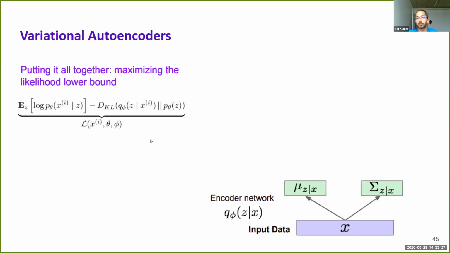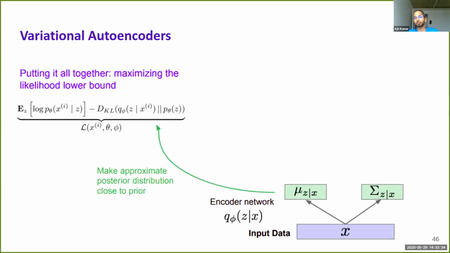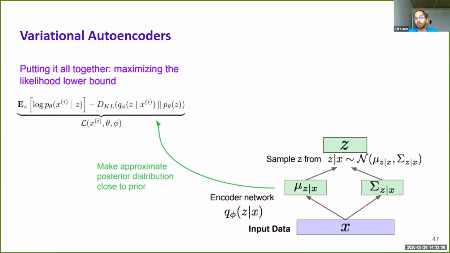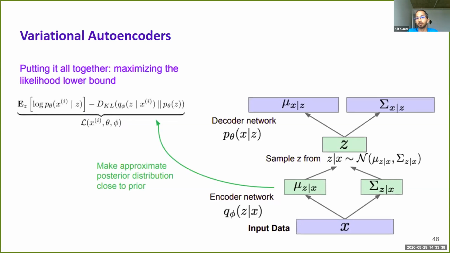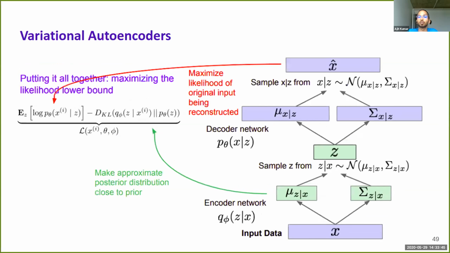We have input data. We have an encoder network which gives us the mean and the variance of z given x. Then we sample from this distribution to figure out some particular z. Using the decoder network, we find the mean and the variance of x given z. Then we sample from this distribution to generate a new image. And this is overall trying to maximize the likelihood of this whole equation.